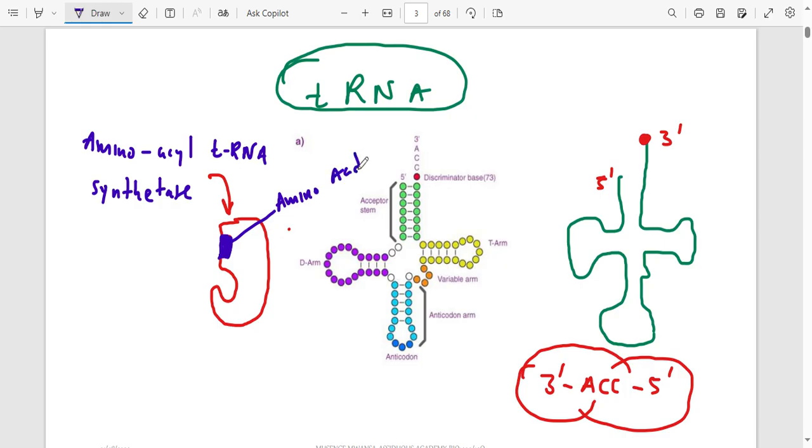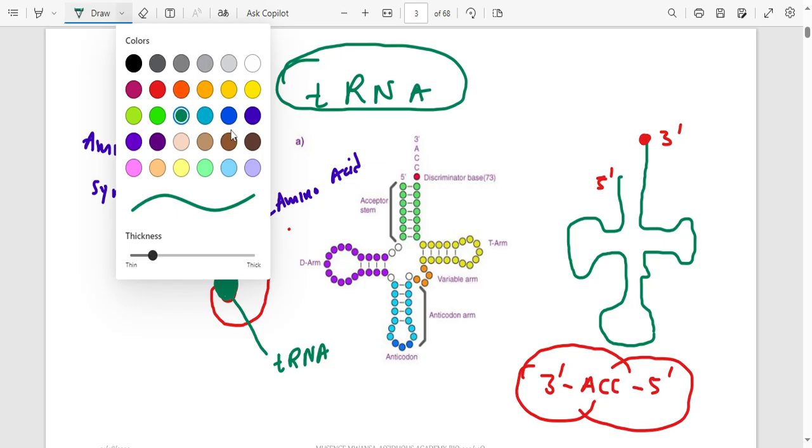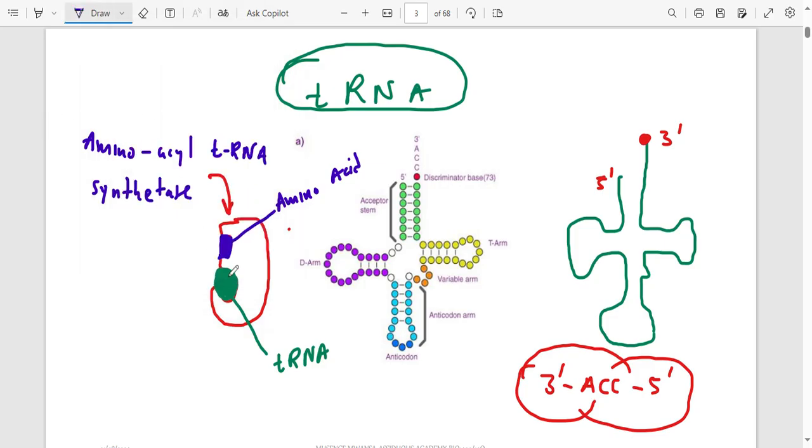Where is tRNA going to bind? tRNA has also another site on this same enzyme where it's going to bind. Let's say here is tRNA. So what is going to happen is that now that these two have attached on the enzyme amino acid tRNA synthetase, we are going to connect them.